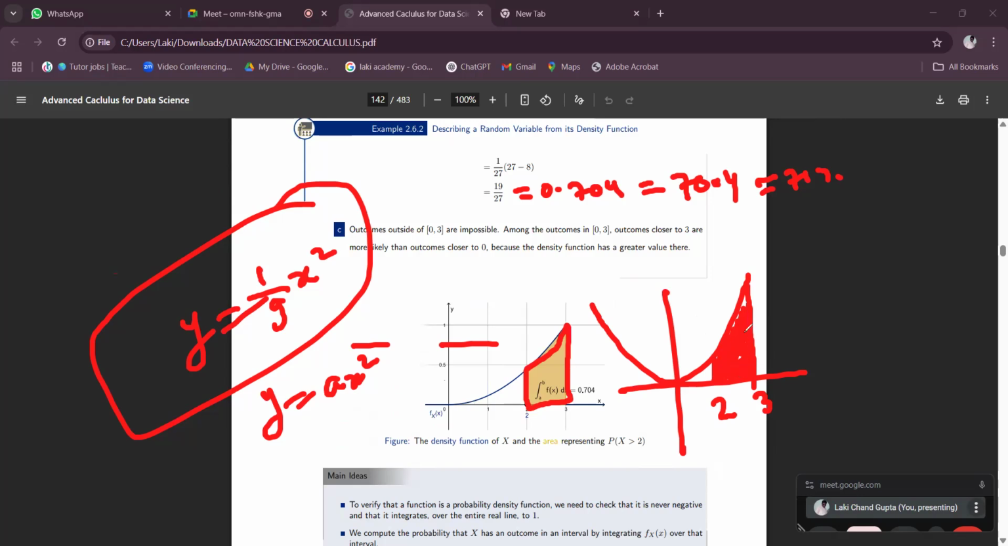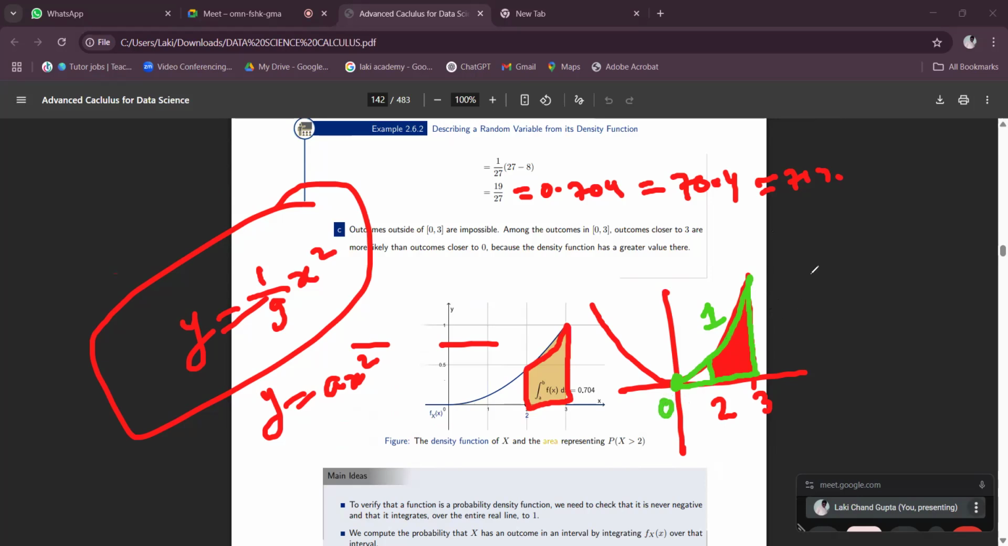For any continuous system, first of all we need to have the description of the system as an equation. Then after that we do the integration. Originally you are given this part, 0 to 3, and the integration of all the green part is 1. But the red part area is what? 0.70. 70% of the area is covered by the red part.